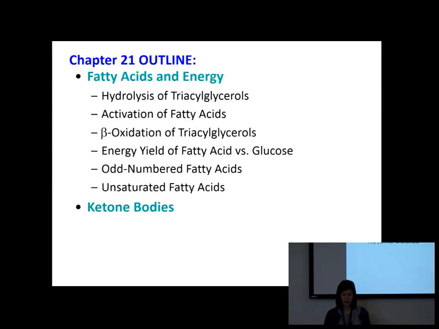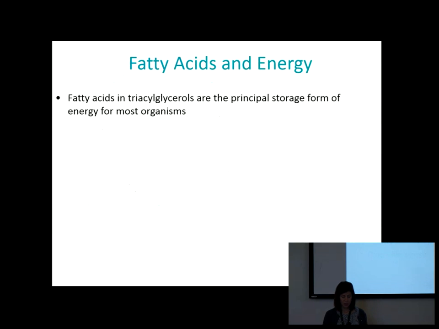Then we're going to talk about another class of molecules, ketone bodies, where they result from. And it's really from having too much Acyl-CoA. And then we're going to talk about oxidative stress. So let's talk about fats. Fats are the primary storage form of energy.